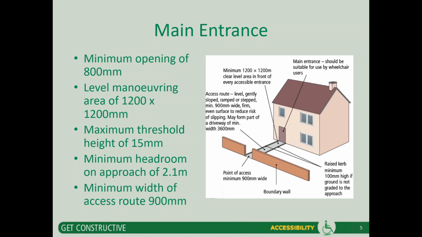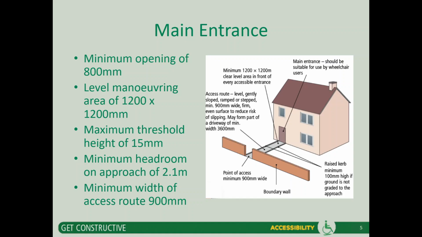You also have a minimum headroom on approach of 2.1 meters. This is so that those who are tall or blind will not walk into the likes of tree branches, leaves or anything else. It also means they can't hit their heads. So the doorway going into the building itself is also at 2.1 meters. The minimum width of the access route is 900 millimeters. So the doorway coming into the building is 800, but the actual pathway is 900 millimeters.